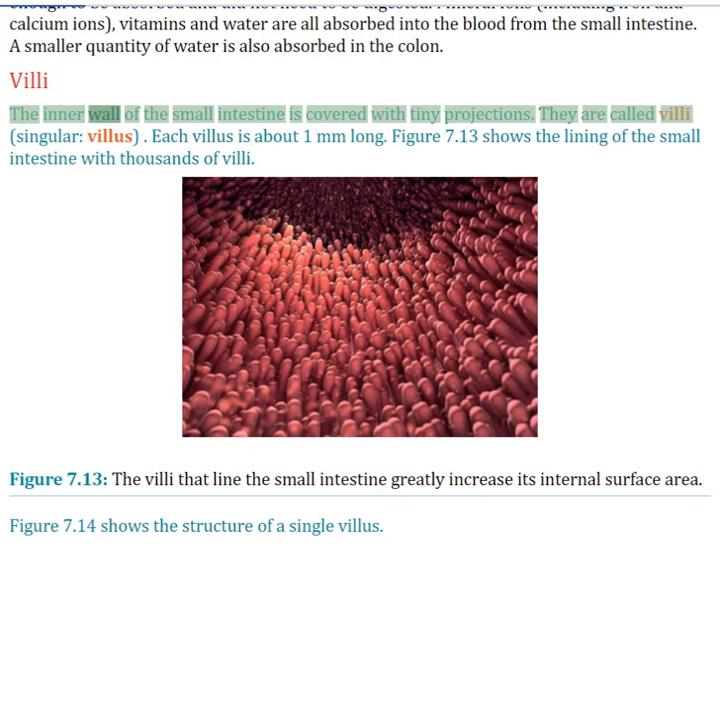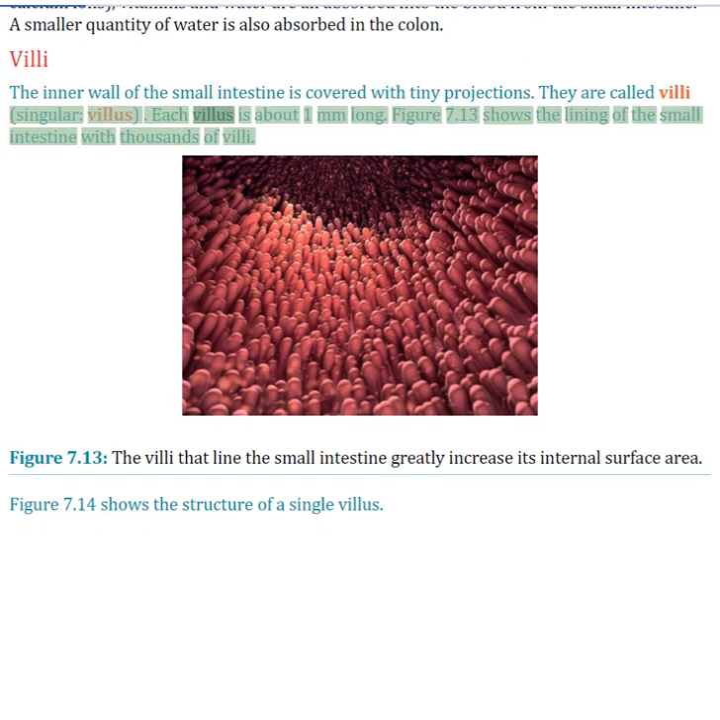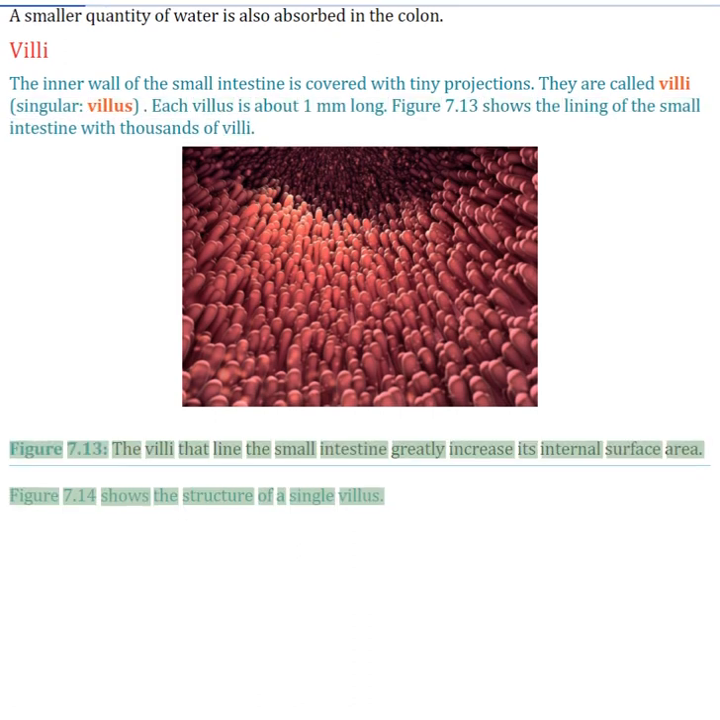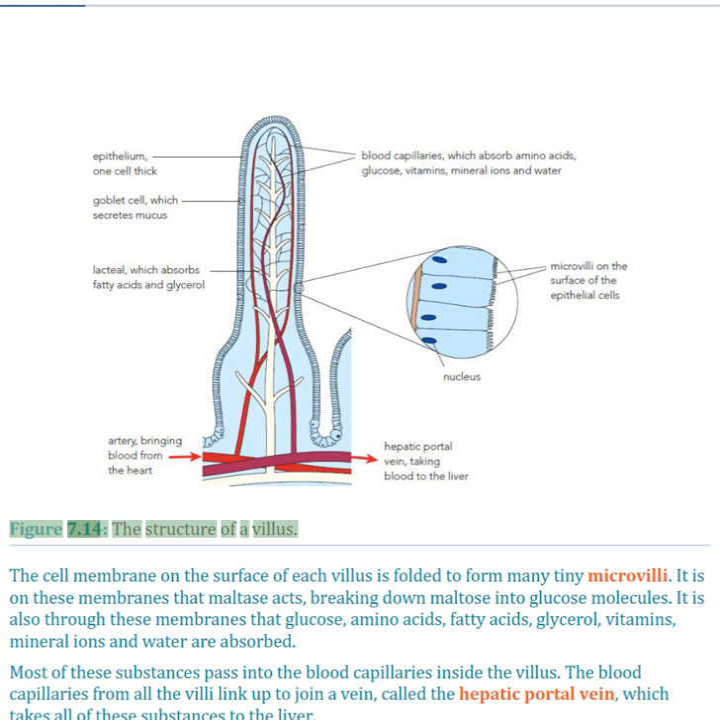Villi. The inner wall of the small intestine is covered with tiny projections. They are called villi. Each villus is about 1 mm long. Figure 7.13 shows the lining of the small intestine with thousands of villi. Figure 7.13, the villi that line the small intestine greatly increase its internal surface area. Figure 7.14 shows the structure of a single villus. Figure 7.14, the structure of a villus.